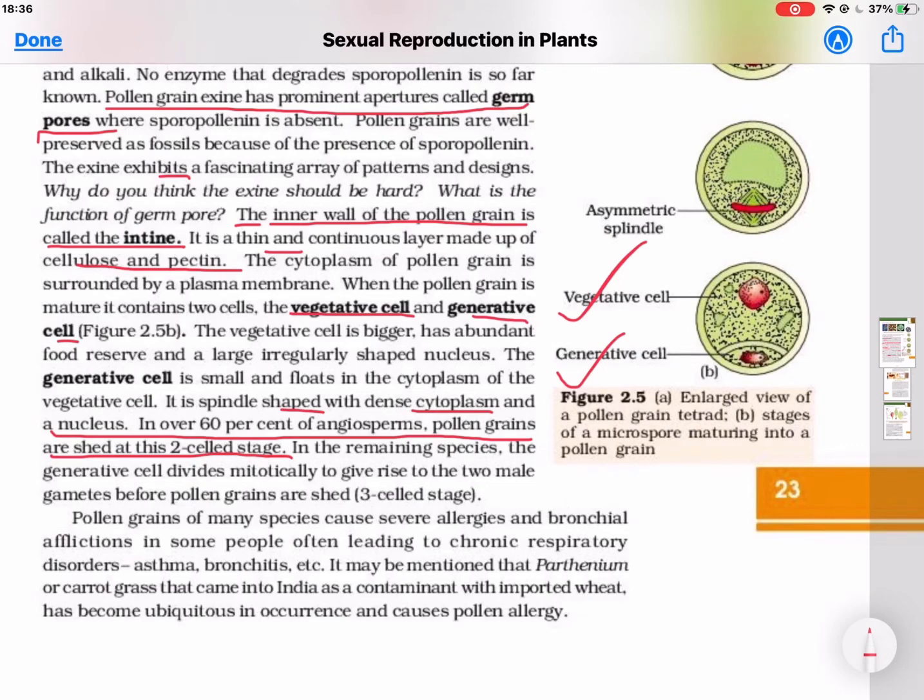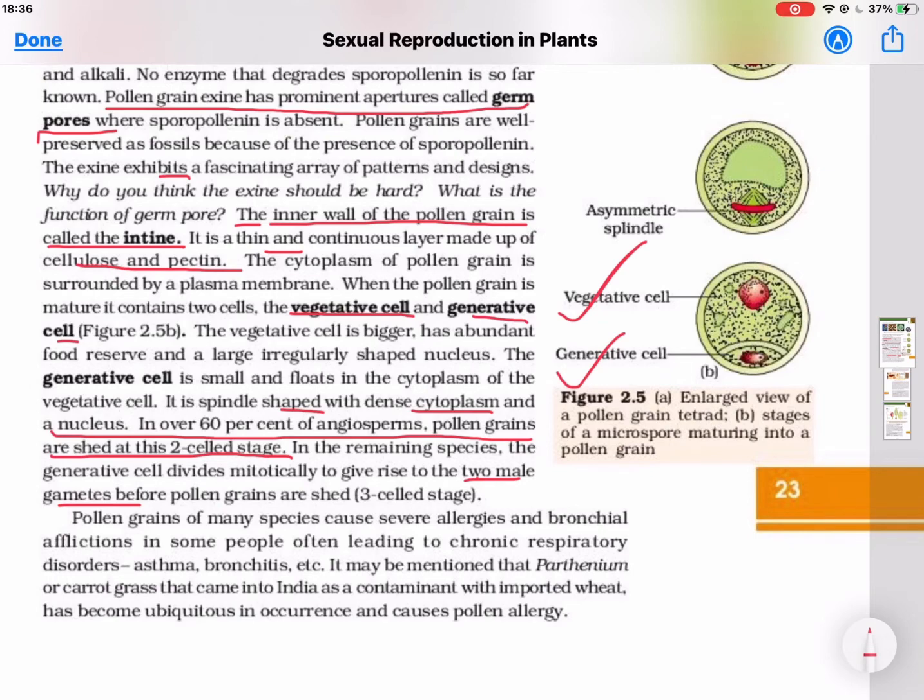Inside the generative cell, the male nucleus is present that divides by mitosis and two male nuclei are formed. So in that species, the pollen grains are shed at the 3-celled stage.